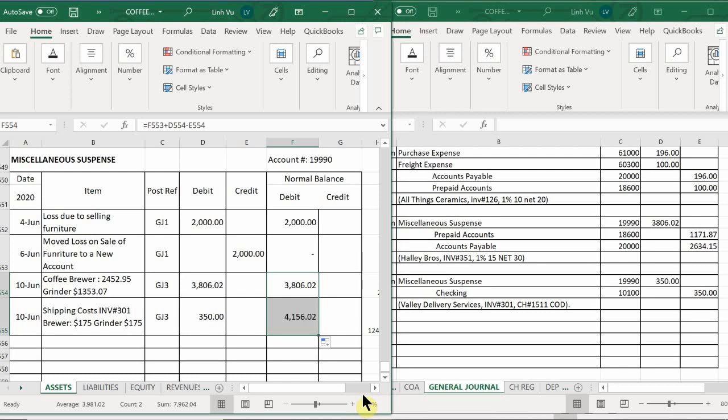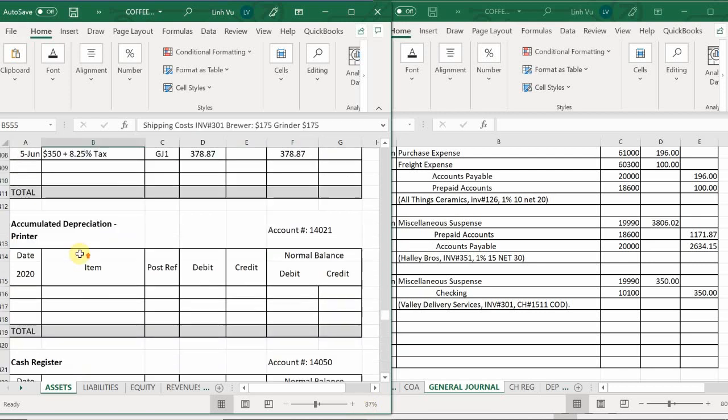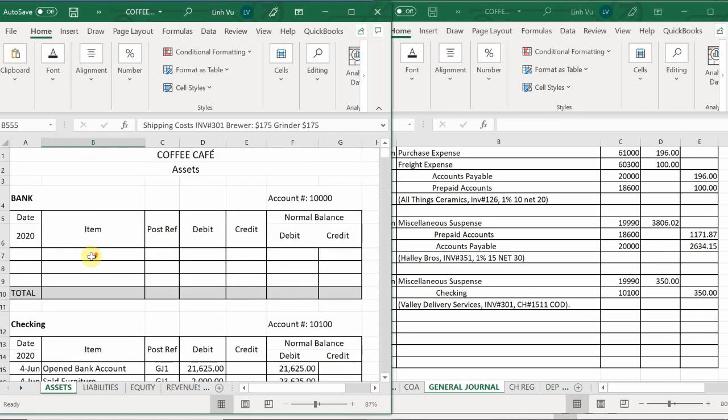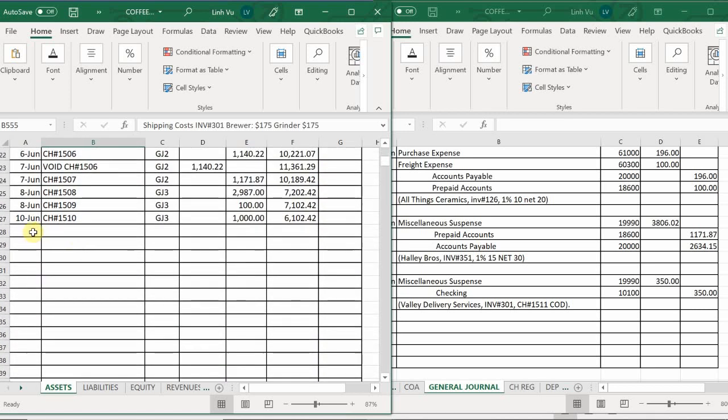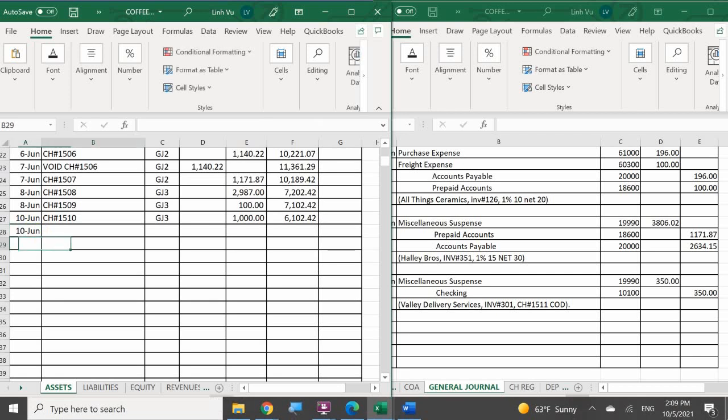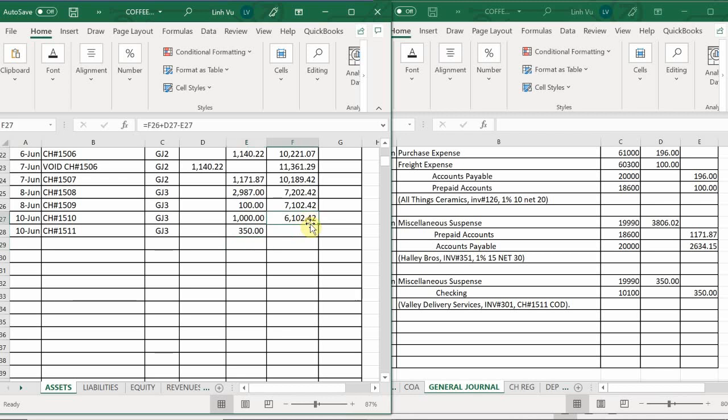Okay. And then, of course, we also need to update our checking account because we wrote a check to pay for the delivery. So I'm going to go all the way up to the top of my accounts here, and I wrote a check out for $350, check number 1511, General Journal 3. So my total ending balance is going to be $5,752.42. Good. That's all I have left in my bank account.